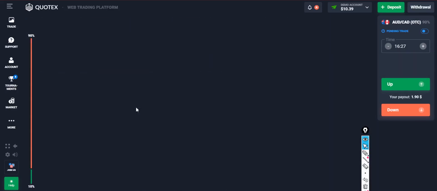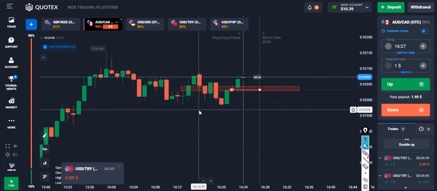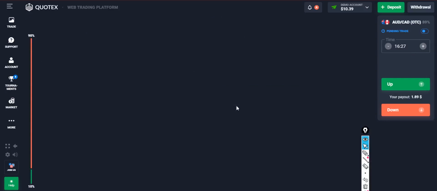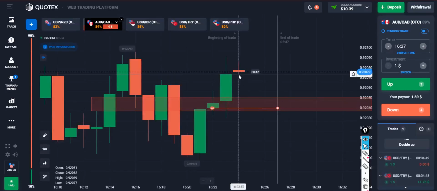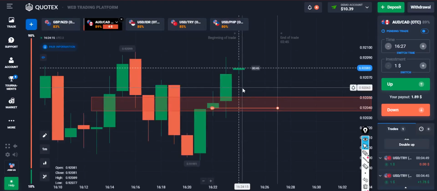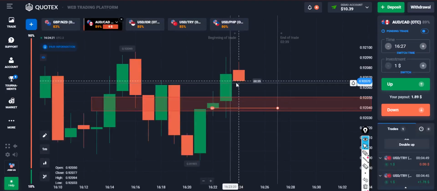By the way, this is a sideways market. I should have noticed this one. So the market, this candle will come down because it has created a gap. This candle should come down anytime, as you can see.